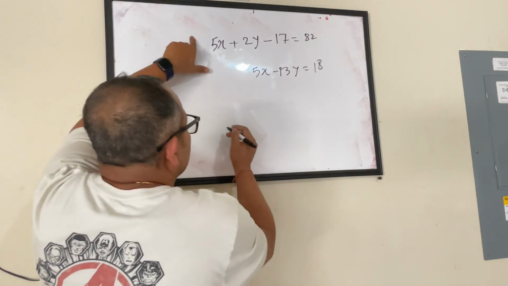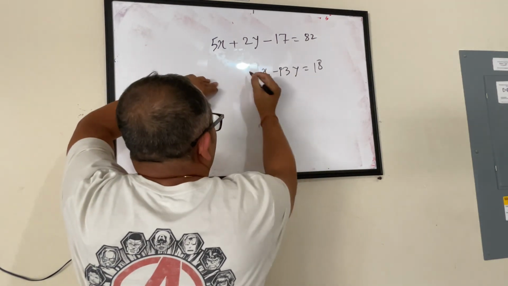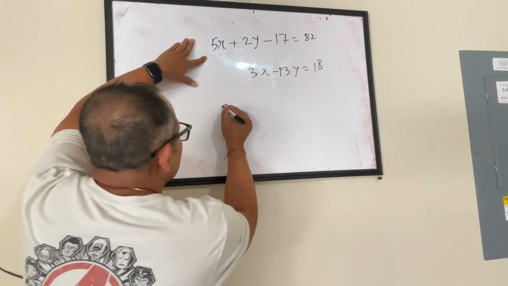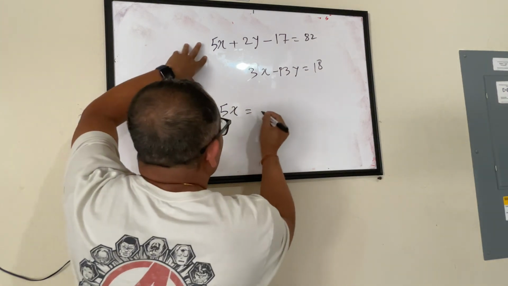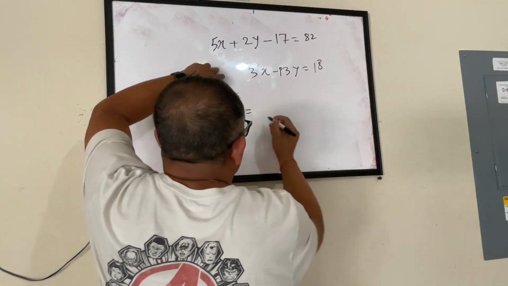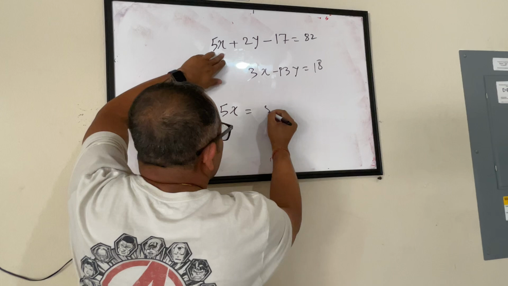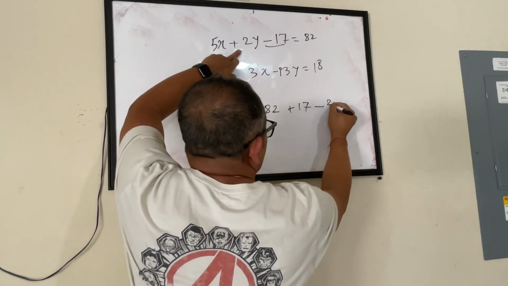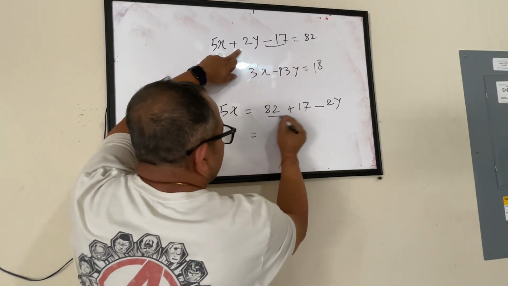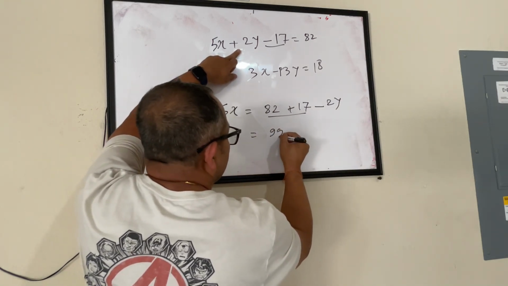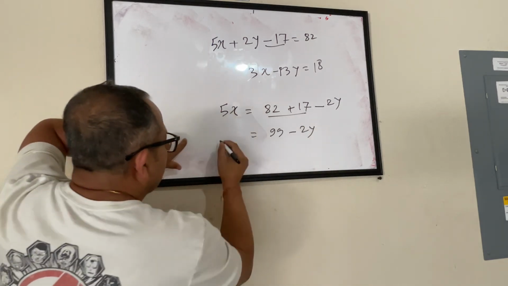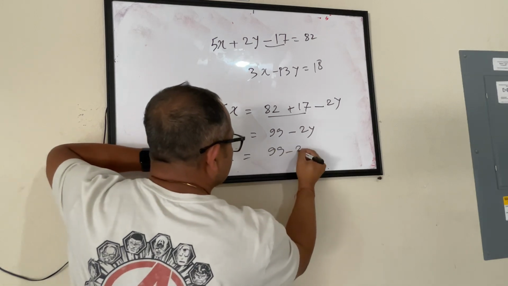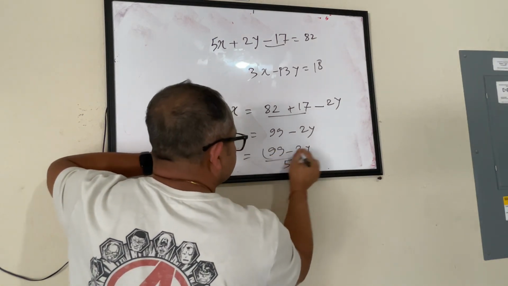So let's say if I pick up this one, I should have kept a little different. Let's look at the value of x in terms of y. So I'll move everything to the other side, just keeping x on this side. So 82, this minus 17 becomes plus 17, and 2y becomes minus 2y. So I got 82 plus 17, 99, minus 2y. So 5x equals this, or x equals (99 minus 2y) divided by 5.